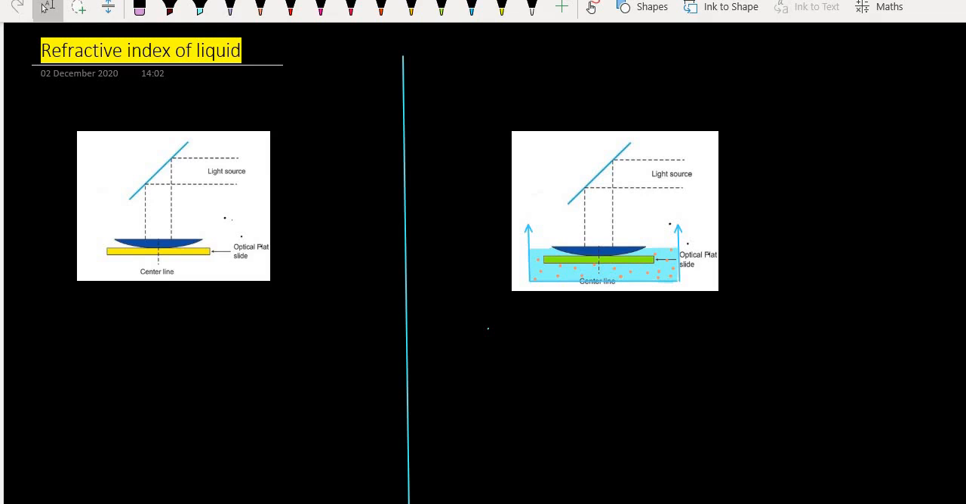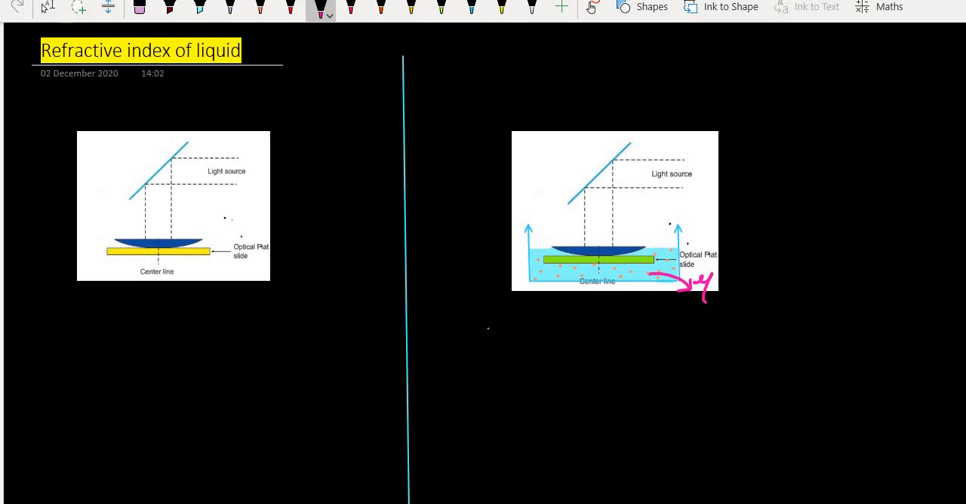That is, our arrangement is immersed into a beaker which contains some liquid, the liquid whose refractive index value we need to find. So these are the two experiments, the same experiment. What happens is, when some liquid is introduced between the glass plate and the plano convex lens, there will be some difference in the ring pattern.